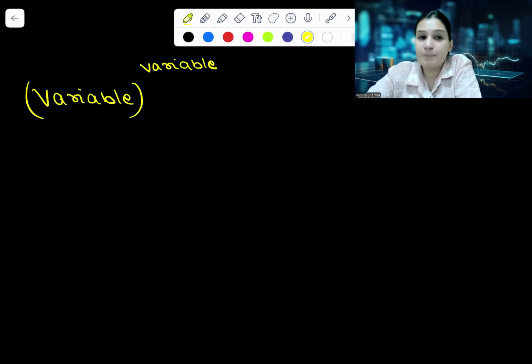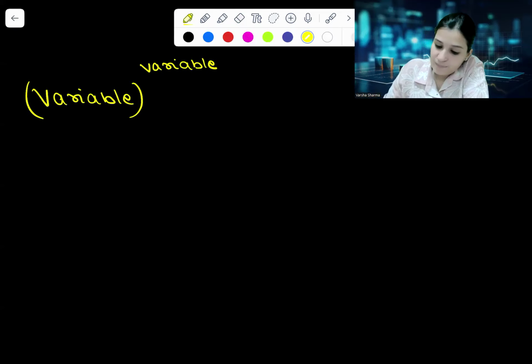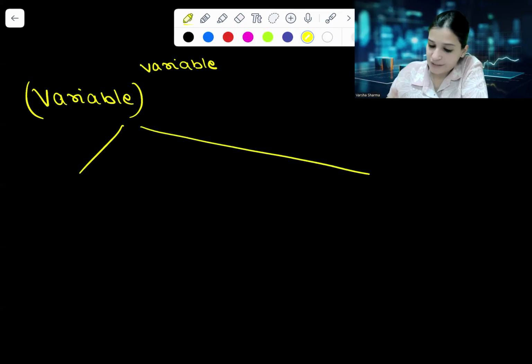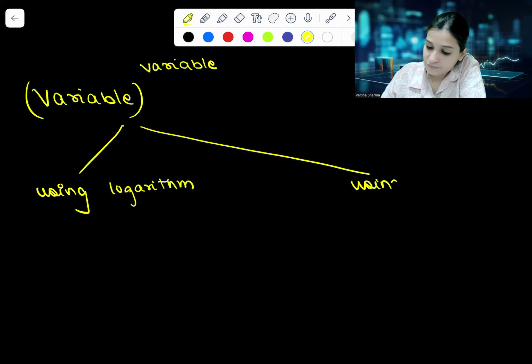Now we are going to do variable power variable. Variable power variable can be done in two ways. Using logarithm or using e. You all remember this property. What is e power log x?